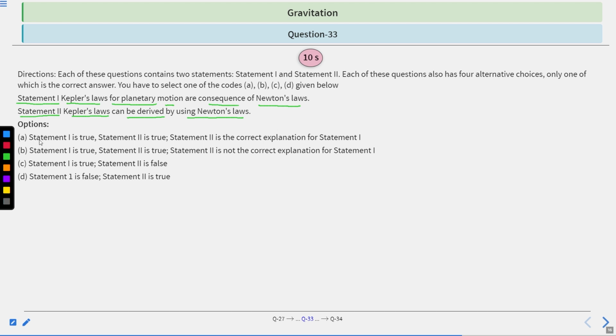The given options: option A, statement first is true, statement second is true, statement second is the correct explanation for statement first. Option B, statement first is true, statement second is true, statement second is not the correct explanation for statement first. Option C, statement first is true, statement second is false. And option D, statement first is false, statement second is true. So, which option is correct? You have 10 seconds to solve this question. After 10 seconds, we will provide the solution. Clear?